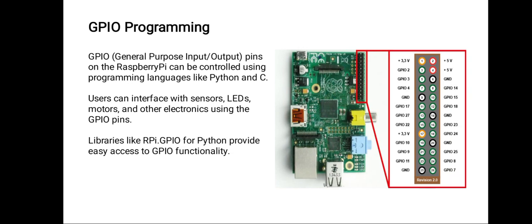Libraries like RPi.GPIO for Python provide easy access to GPIO functionalities, which are represented on the screen, which we can observe, shown in detail in the figure. And we move to the next one.